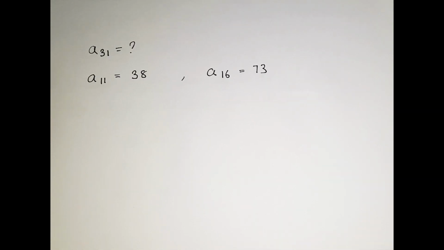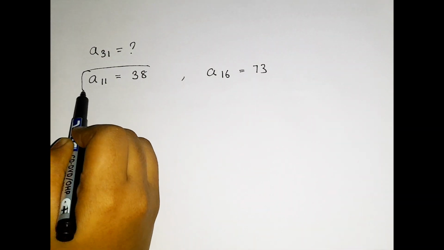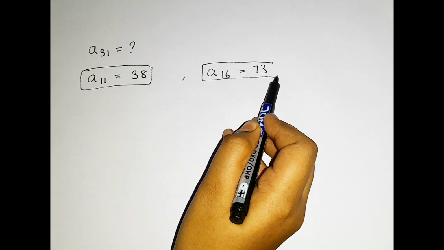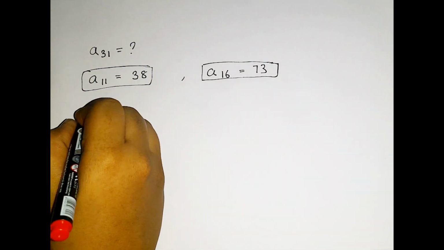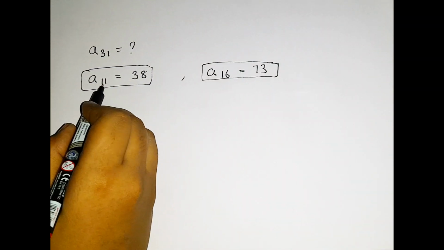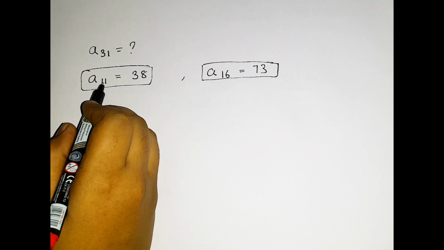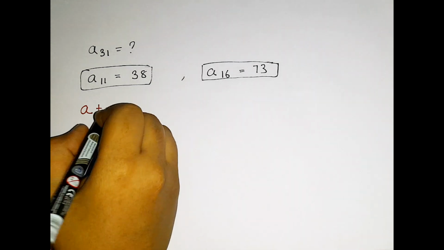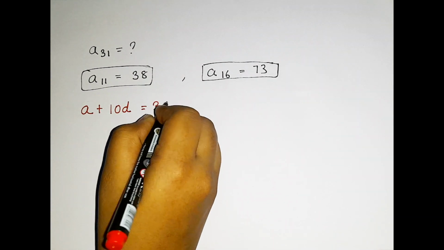Okay guys, so we have something like this, isn't it? A11 is equal to 38 and A16 is equal to 73. So how are we supposed to write? I am going to write A plus, here we have 11, right. What is the previous number of this 11? The previous number is 10, isn't it? So we are supposed to write 10D is equal to 38.